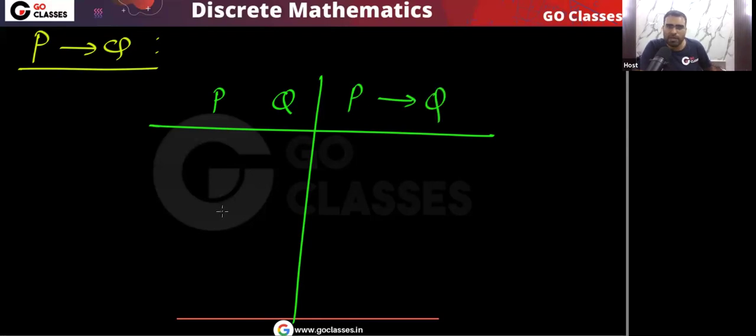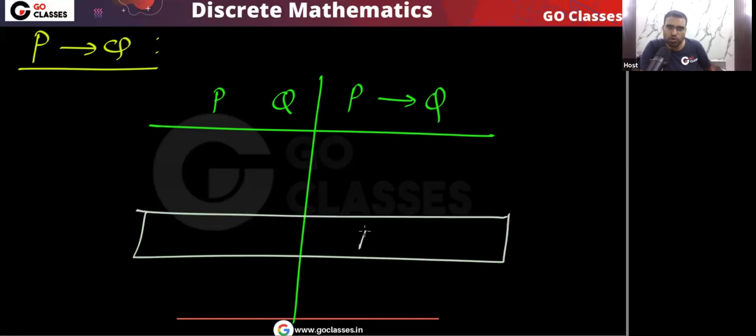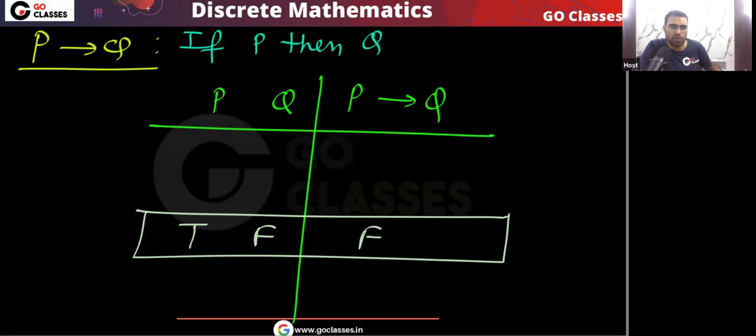Remember, P implies Q will be false in only one situation, and that is when P is true and Q is false. Because see what this means: it says that if P is true, then Q must be true. But in this situation, when P is true, Q is false, so P implies Q will be false, because the statement says that if P is true, then Q must be true.